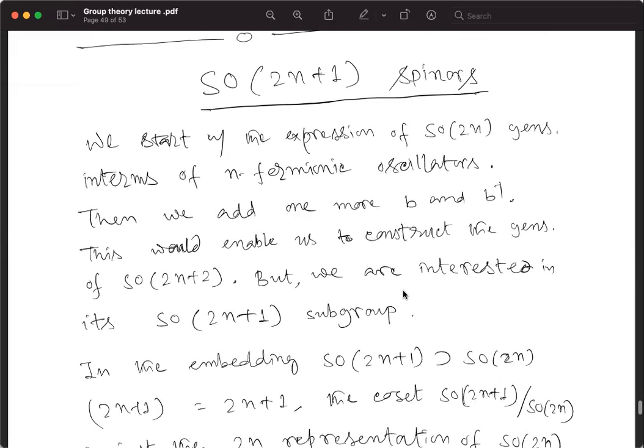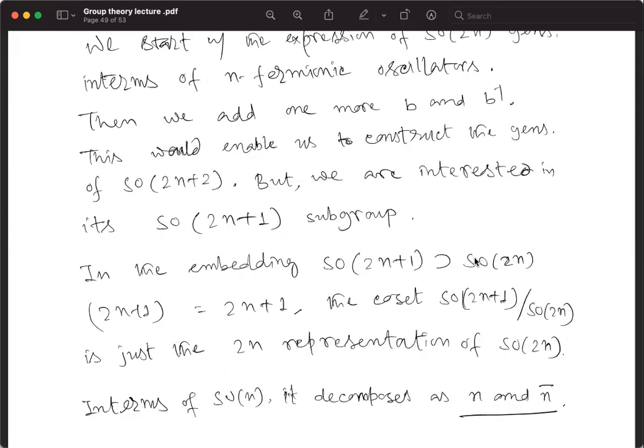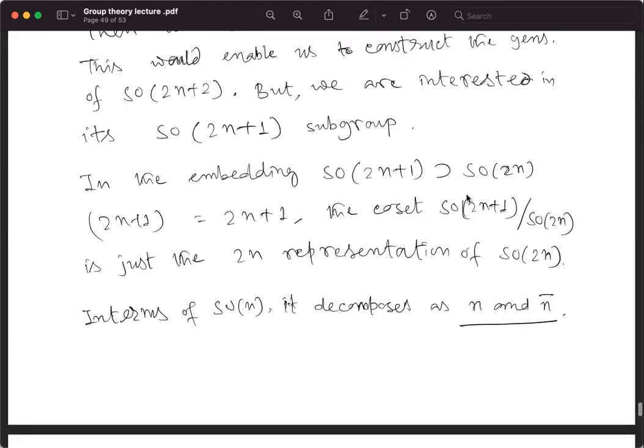Now, for SO(2n+1), we start with the expression of SO(2n) generators in terms of the n harmonic oscillators. Then we add one more B and B dagger. This would enable us to construct the generators of SO(2n+2), but we are interested in the SO(2n+1) subgroup. So in the embedding, SO(2n+1) contains SO(2n), and this 2n+1 dimensional representation can be written in terms of SO(2n) representations as 2n plus 1. So the coset SO(2n+1)/SO(2n) is just the 2n representation of SO(2n). In terms of SU(n), it decomposes as n plus n bar.